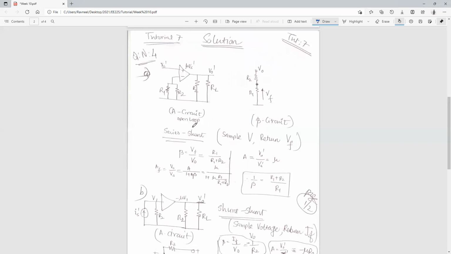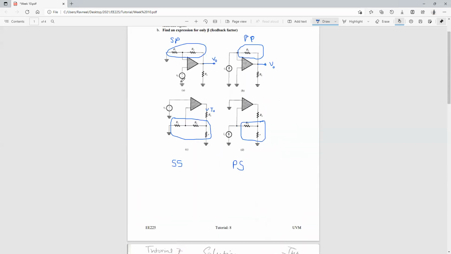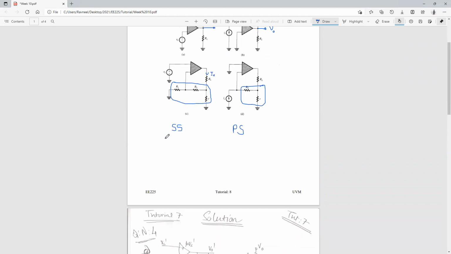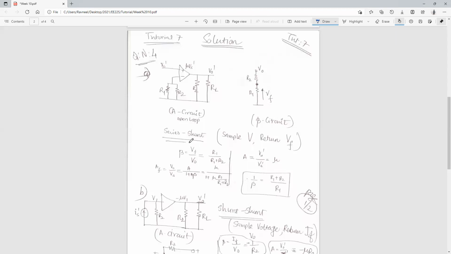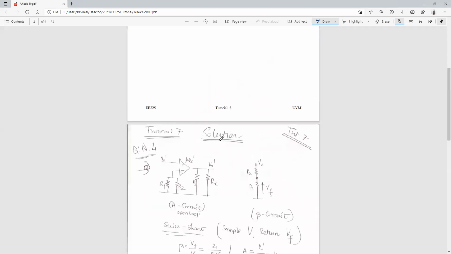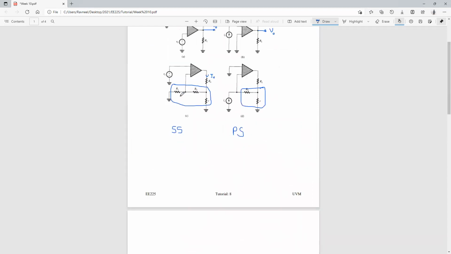So going back to the solution, the first circuit is series parallel. The second circuit is parallel. Next one is series, and then we have parallel series. So let's see if we have that solution over here. Series shunt, or series parallel. The first one is series parallel or series shunt. That is what we have over here.